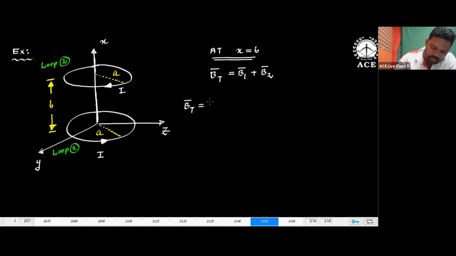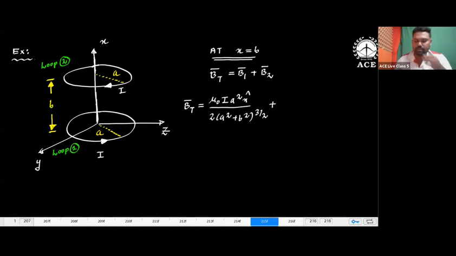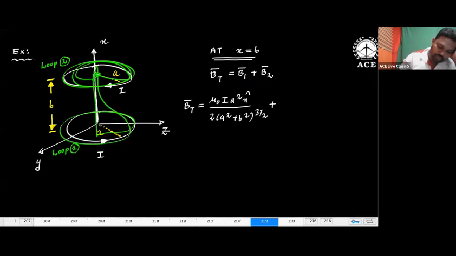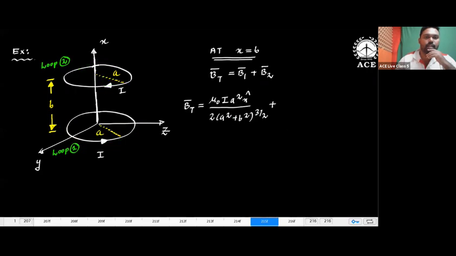B total is equal to mu naught into I into X cap, I into A square into X cap divided by 2 into A square plus B square to the power of 3 by 2 plus... You are finding here beta. For the loop 2, you are at the center. For the loop 1, you are at a distance of B. That is the reason why we have written the B here. Are you getting the logic?